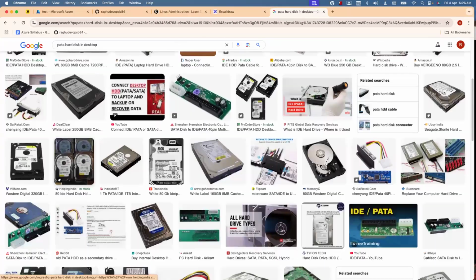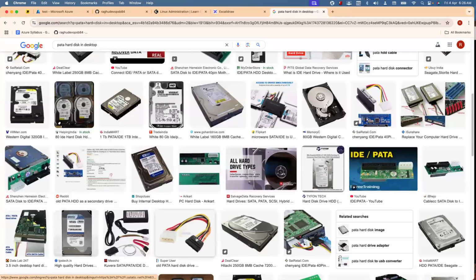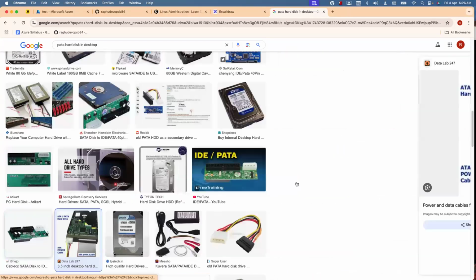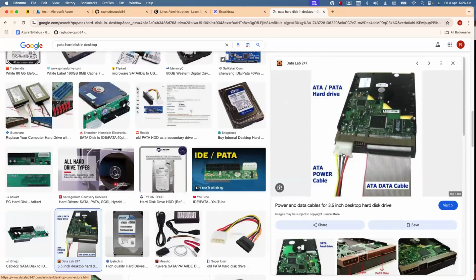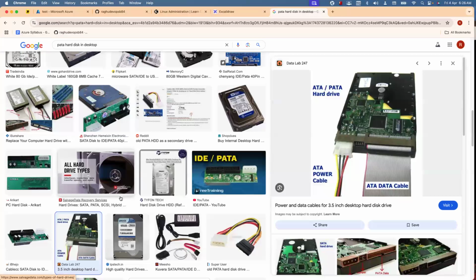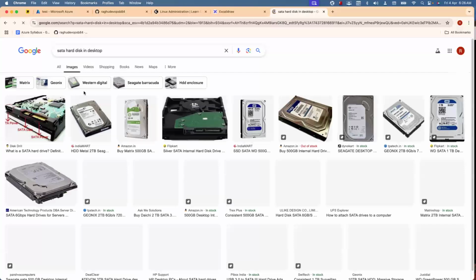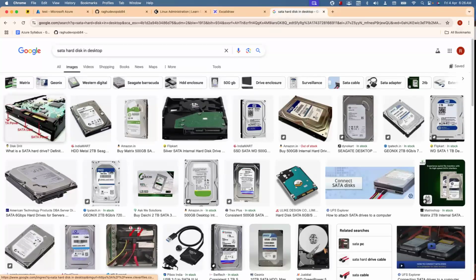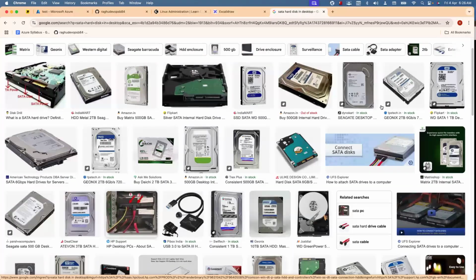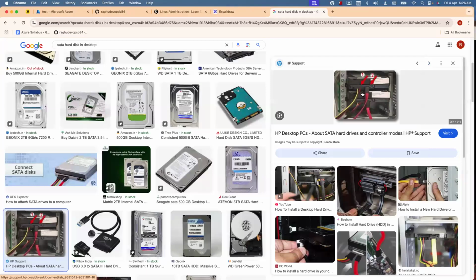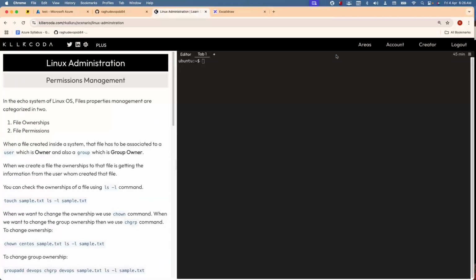The images are also there, so it used to look like this: a hard disk with a power connector and this cable. The technology has moved a lot, by the way. Now it has become SATA, and SATA is serial. So a serial disk will look like this, and the cable also becomes something like this, power and this one.